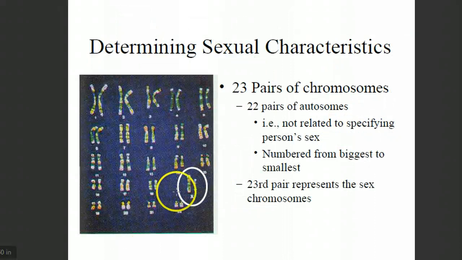Okay, what about that 23rd chromosome pair? So as mentioned, there's these 22 chromosomes numbered from the longest chromosome pair to the shortest chromosome pair. They're called the autosomes. Then we have that 23rd chromosome pair, and it's referred to sometimes as the sex chromosomes because they determine one's sex as male or female.